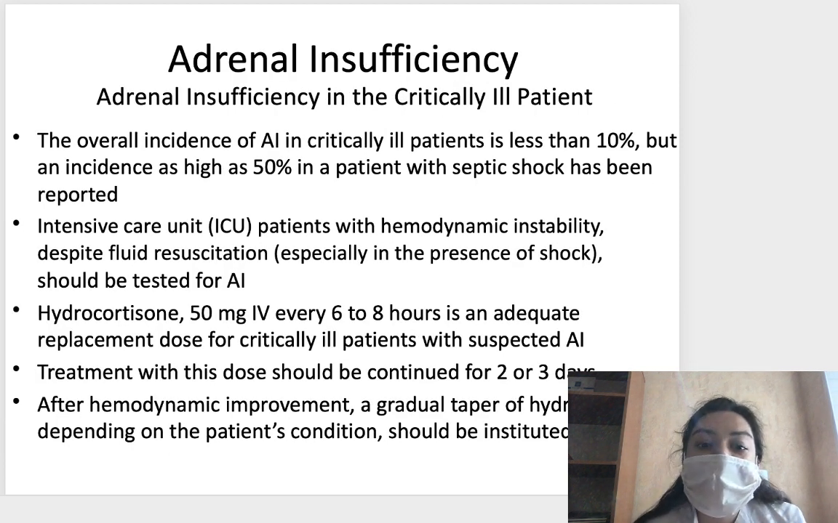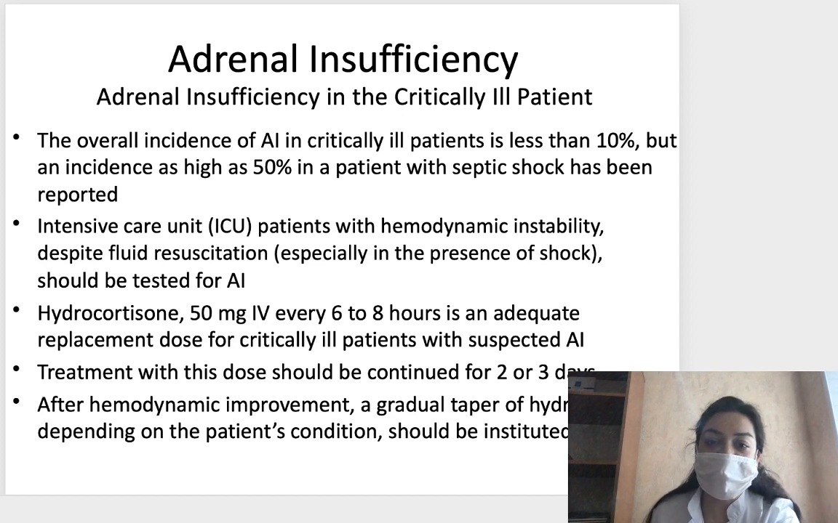Okay, adrenal insufficiency in the critically ill patient. The overall incidence of adrenal insufficiency in critically ill patients is less than 10%, but an incidence as high as 15% in patients with septic shock has been reported in the intensive care unit.